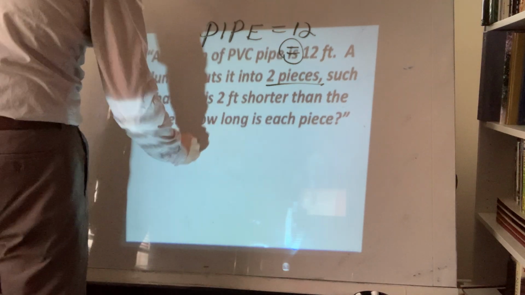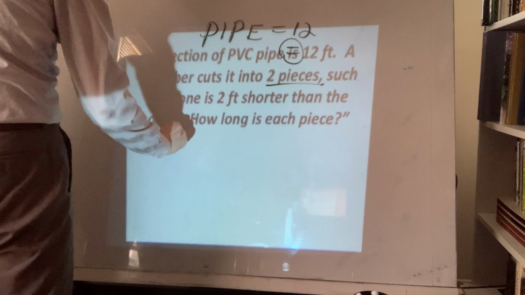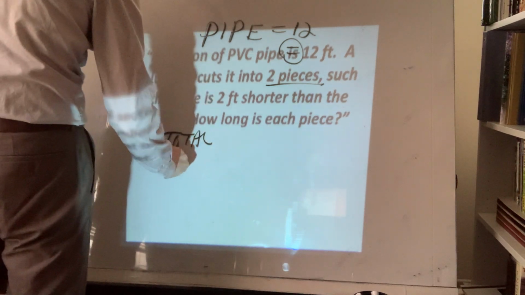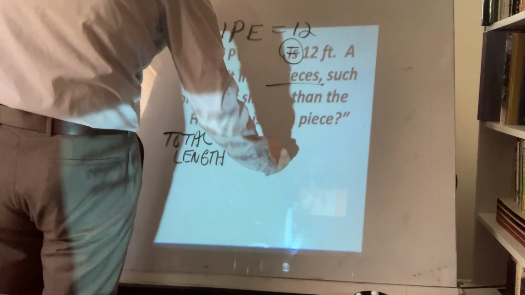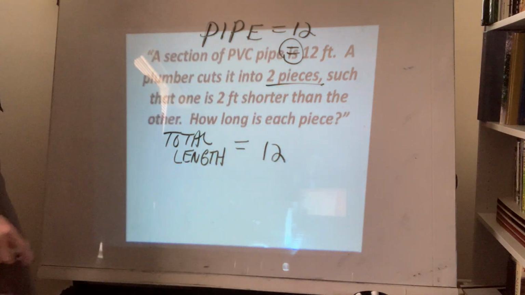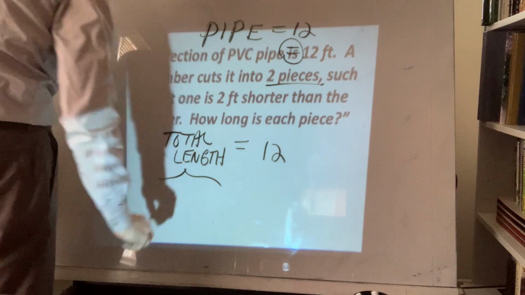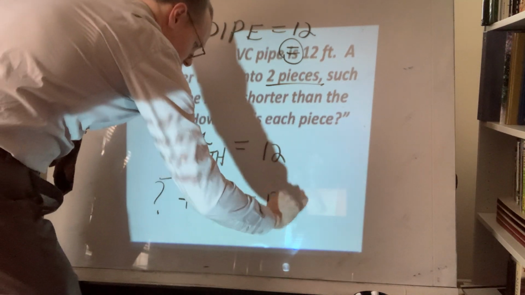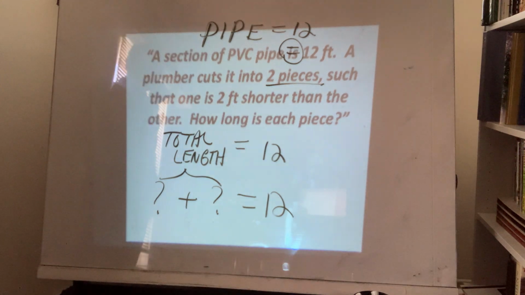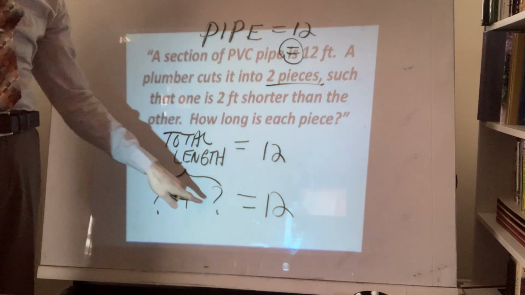So we have a total length that is equal to 12. And the total length comes from, logically, without them explicitly saying it, two things that are really being added together that would equal this total. Right? The first thing, the second thing.